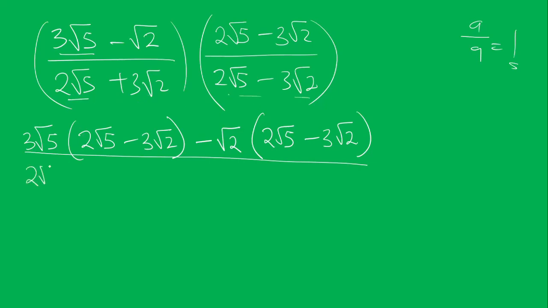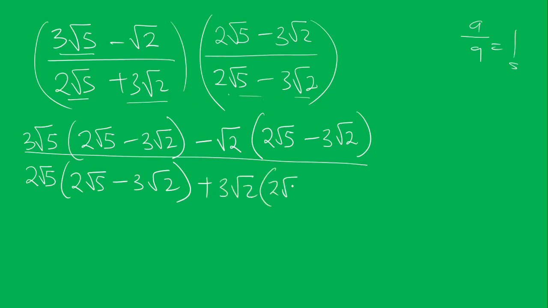now we're going to use this to multiply the whole of this. So we have 2 root 5 times 2 root 5 minus 3 root 2. Then we use plus 3 root 2 to multiply the whole of 2 root 5 minus 3 root 2. Now let's do the multiplication. Now this 3 root 5 times 2 root 5.